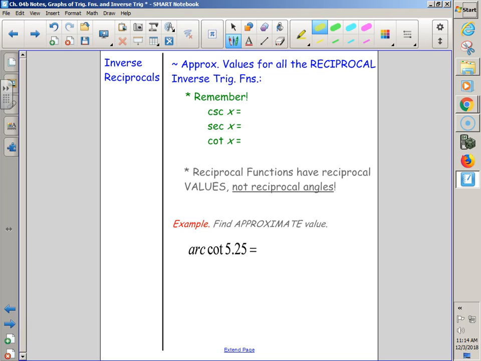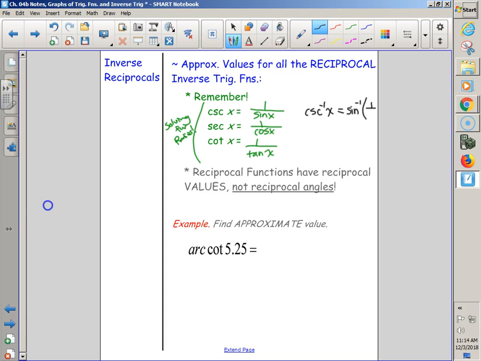Oh. But we always do 1 over. I mean, yeah, we do 1 over when we're solving for ratios. When you're solving for ratios, yeah, you flip it. But here's the problem. When you're doing inverse, you're not solving for ratios. What are you solving for? Angles.